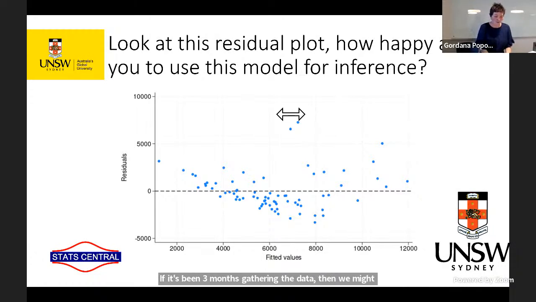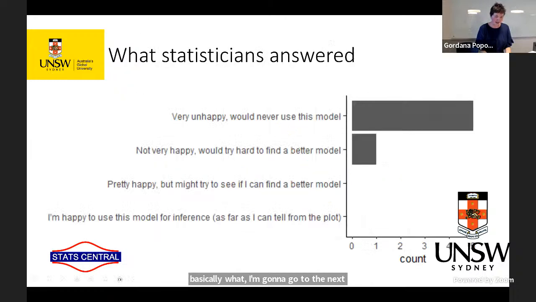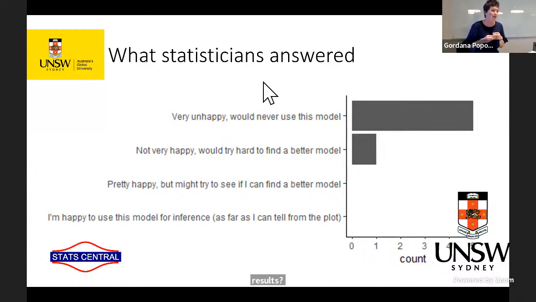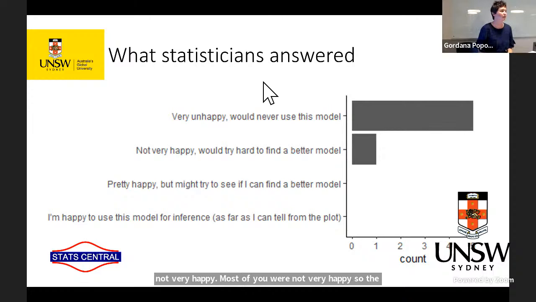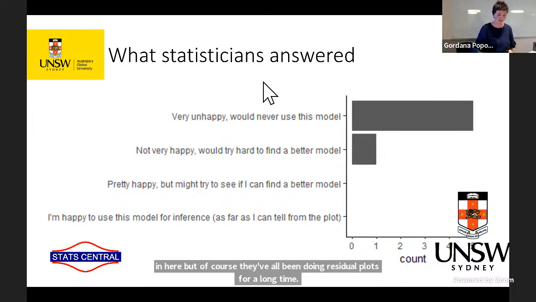Okay, so that's basically what I'm going to do. I'll go to the next slide and see if we can compare what the statisticians said. The statisticians, the very unhappy is at the top, so we're kind of reversed here, unfortunately. Can you guys see online what the statisticians and the poll results were? The statisticians were very unhappy, mostly, or not very happy. Most of you were not very happy. So the statisticians were slightly less happy than the crowd in here, but of course they've all been doing residual plots for a long time. So the idea is to try and get you to where they are.